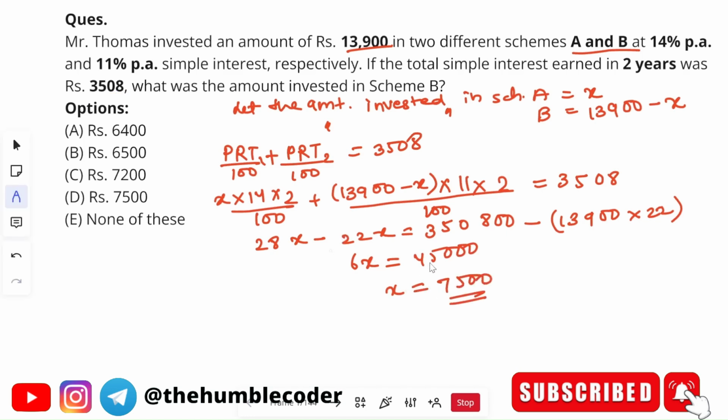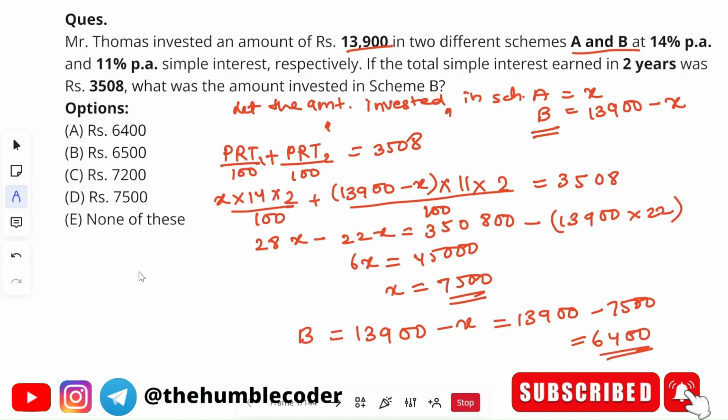So see, what we were asked is the amount invested in scheme B. So scheme B was 13900 minus x, and the x value we have found out. So 13900 minus 7500 will give us 6400. Okay, so 6400 is going to be the correct answer. The correct answer for this question is option number A, which is 6400. Okay, let's now move on to the next question.